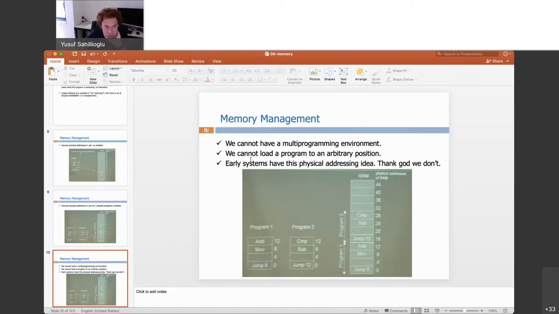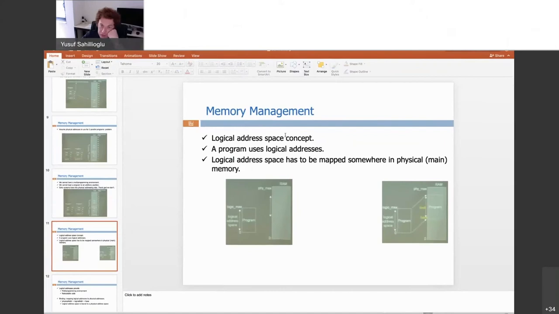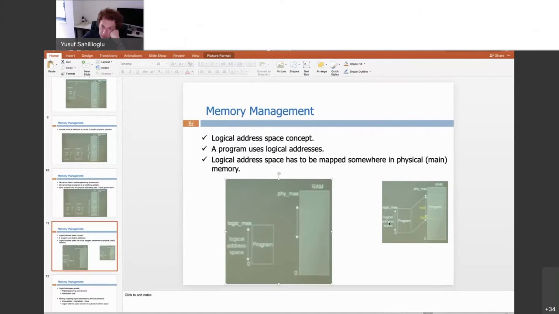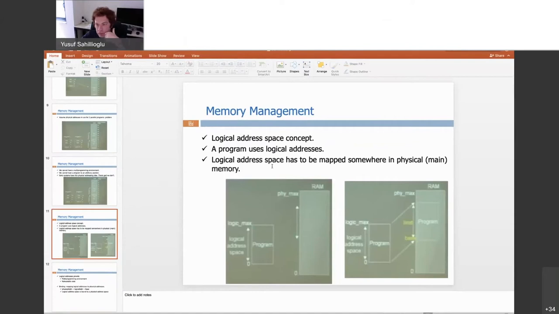And actually, bad enough, early systems were using this idea. So they were not quite multitasking, as you may realize. Currently, we don't have that issue. Currently, what we have is this logical address space concept. So a program uses a logical address space, okay? A logical address space has to be mapped somewhere in physical memory, which is the main memory.